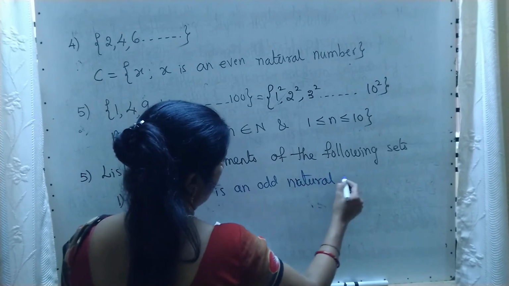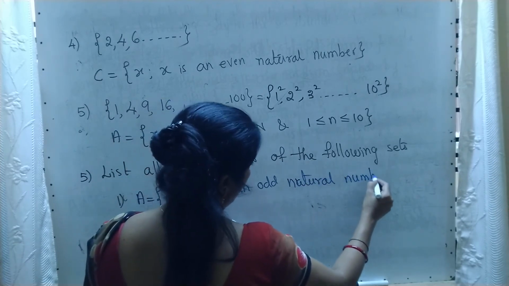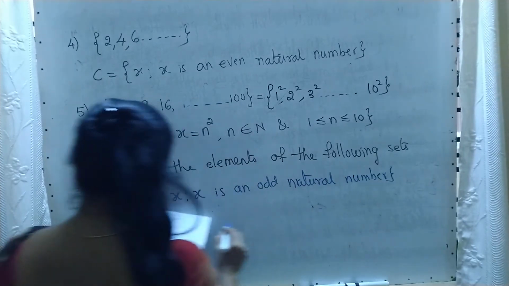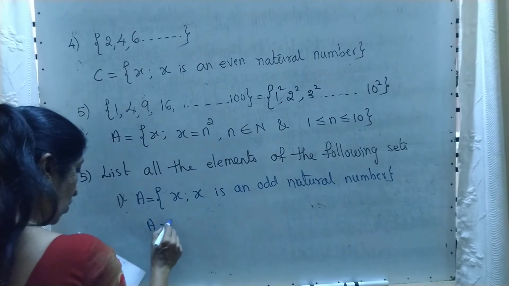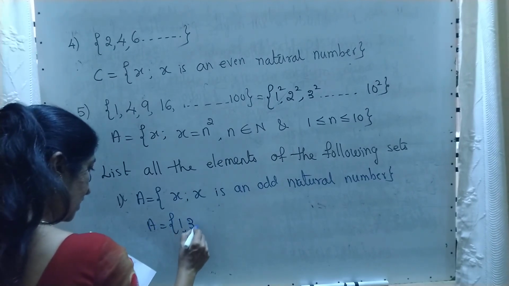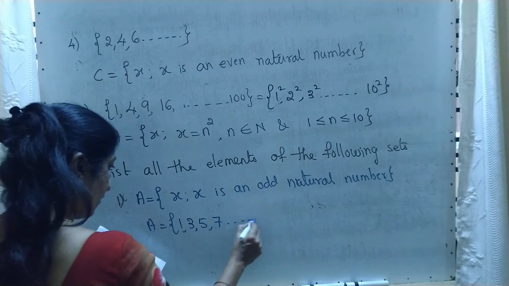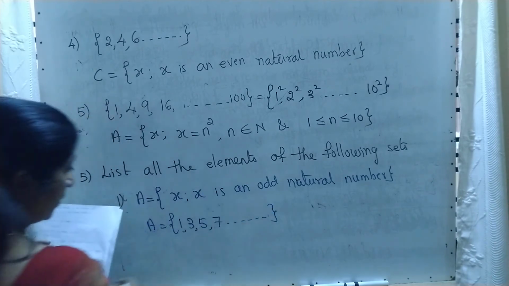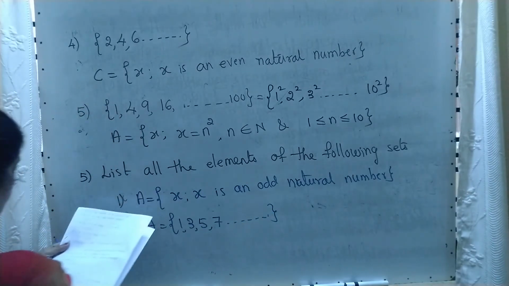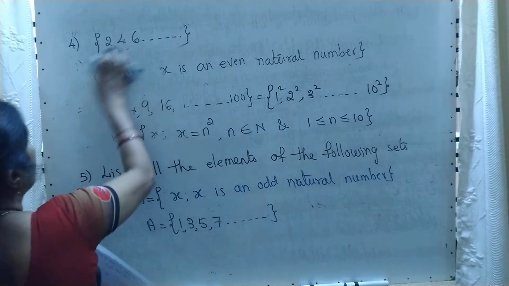Odd means odd numbers, natural numbers. It has to start with 1. Odd: 1, 3, 5, 7. It goes on continuing because they have not mentioned the last number. Moving to the next one.